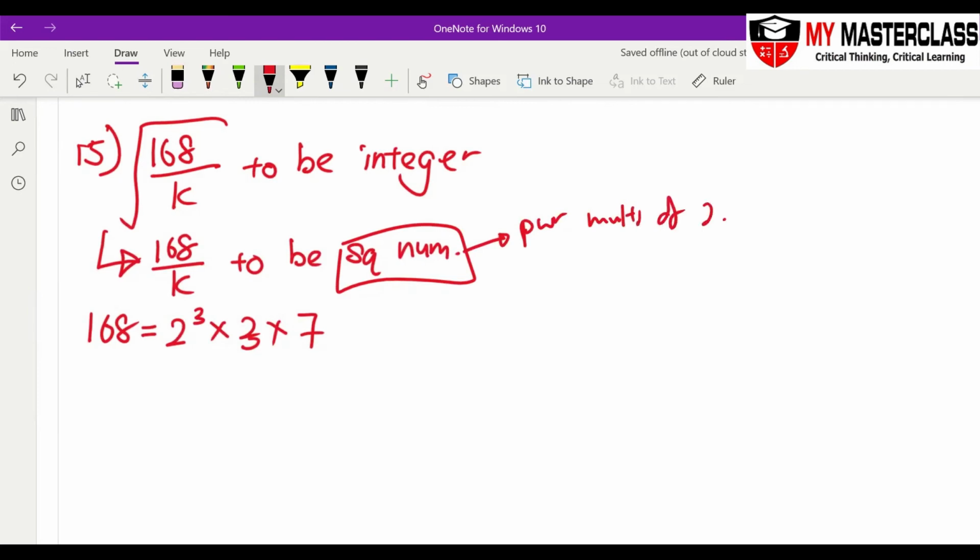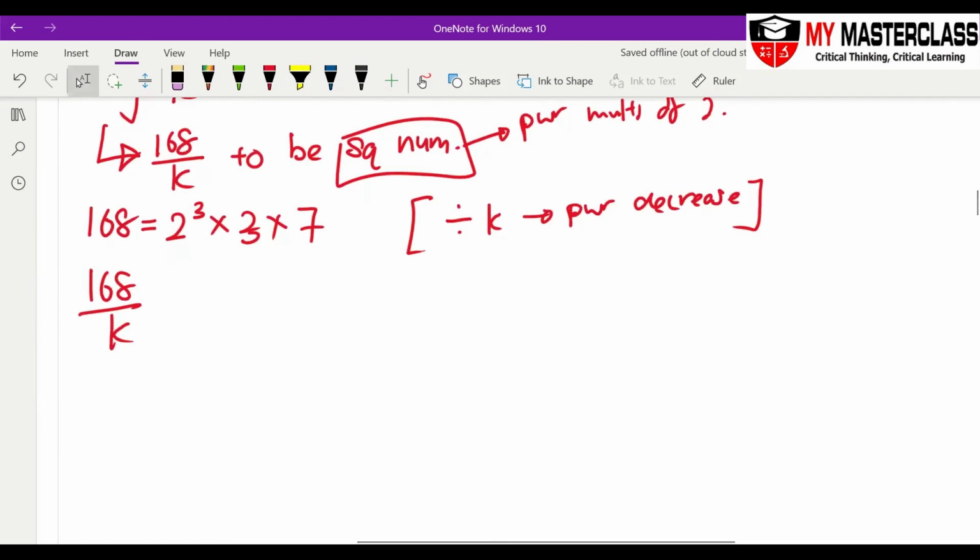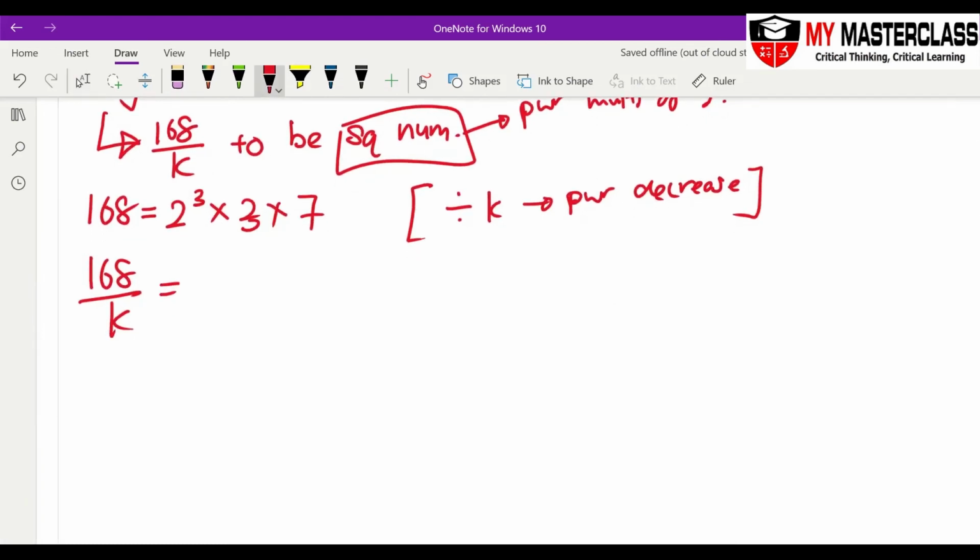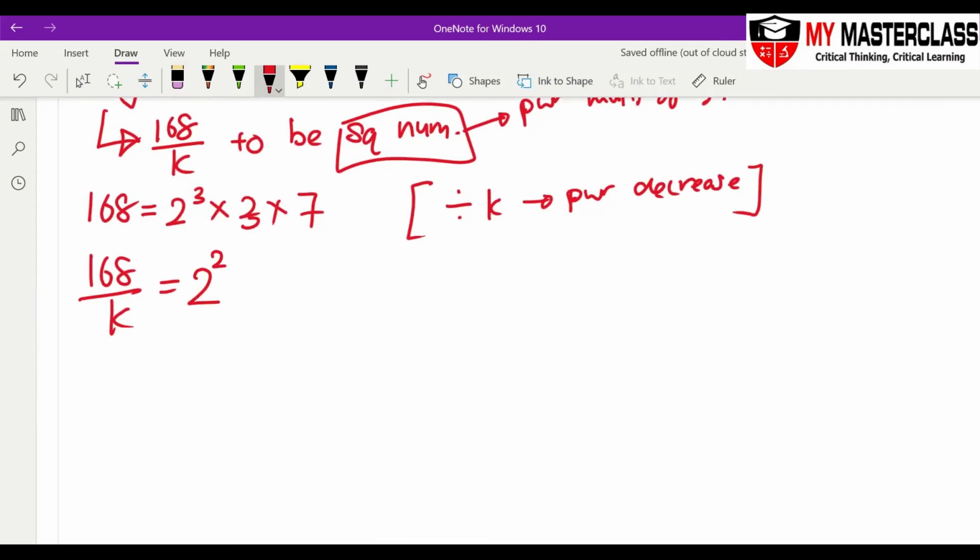Square number means the powers must be multiples of 2. Okay, remember when you divide by K, write down, when I divide by K, the power goes down. Okay, so if I want 168 over K to be a square number, means 2 can now be only power 2 because the power must go down. You cannot have 3. You cannot have 7 as well. Okay, I cannot have 3, I cannot have 7 because this is now power 1. I go down means power 0 already. So I want to make it power 0.